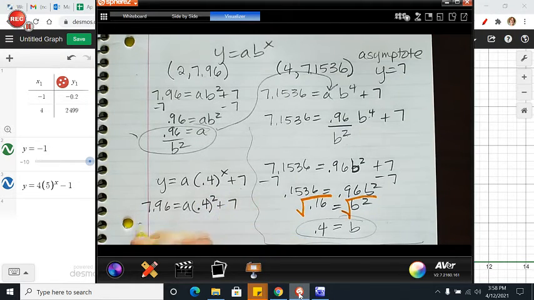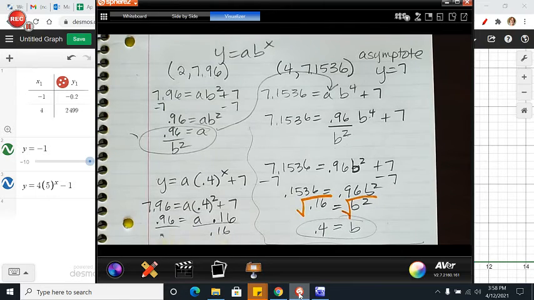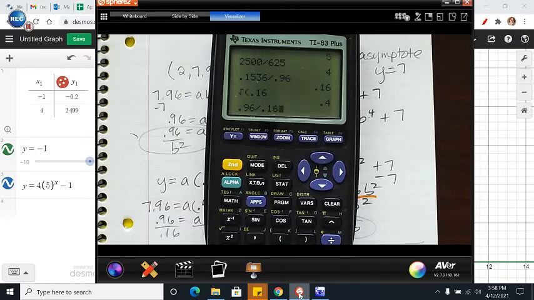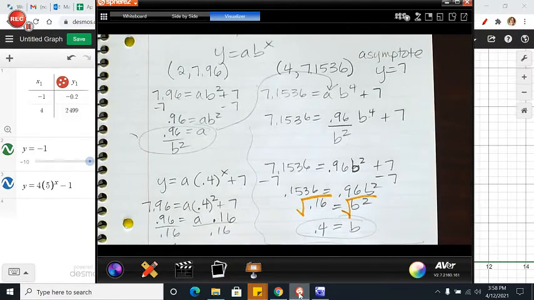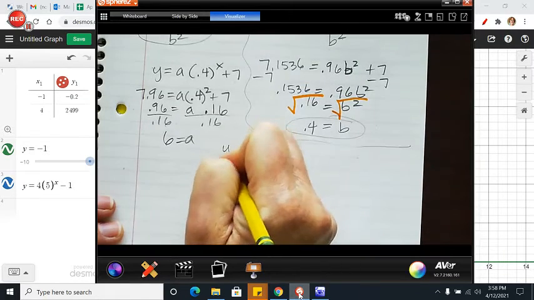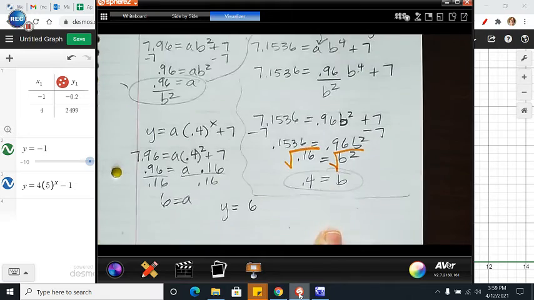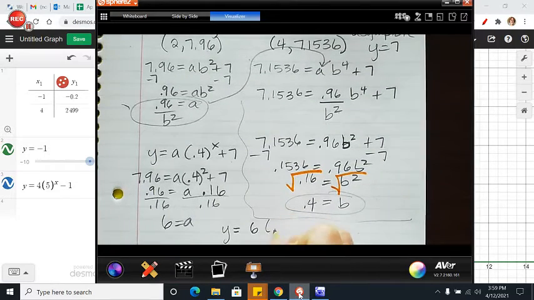Okay, solve for a, so subtract 7 from each side. Divide both sides by 0.16. So then our equation should be y equals 6 times 0.4 raised to the x plus 7.